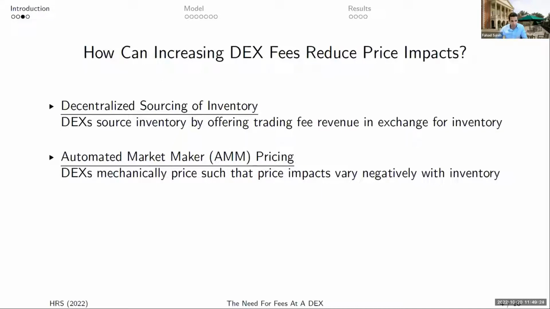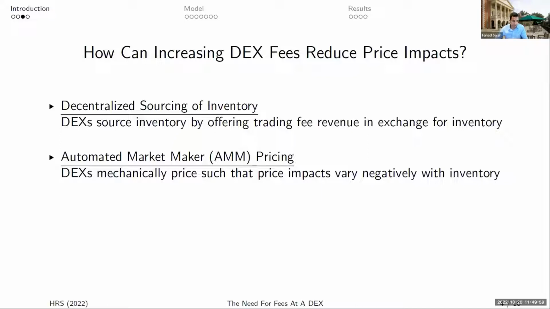So when the fees are higher, or at least when the overall fee revenue from trading at the exchange is higher, this provides a stronger incentive to provide inventory to the decentralized exchange. But that then comes together with the second institutional point, which is that pricing at the DEX, as was alluded to in the prior talk, is based on a mechanical pricing function. And these mechanical pricing functions typically embed a relationship whereby price impacts relate negatively to inventory.